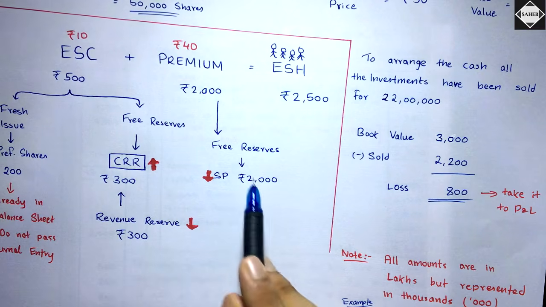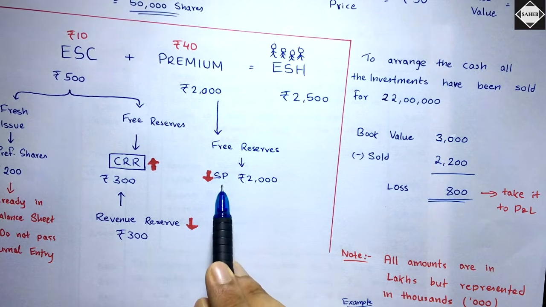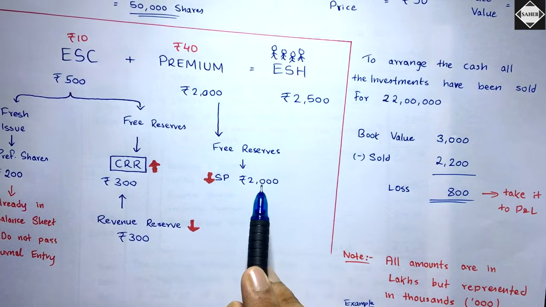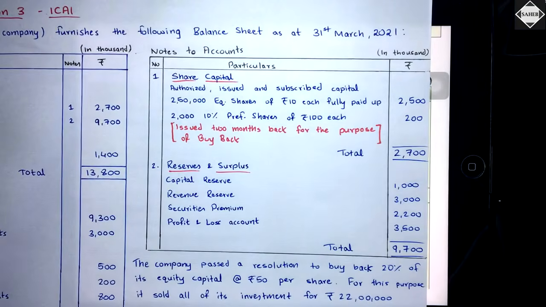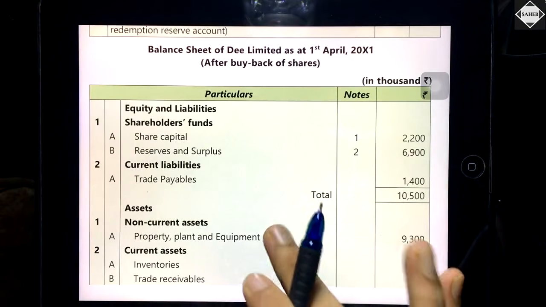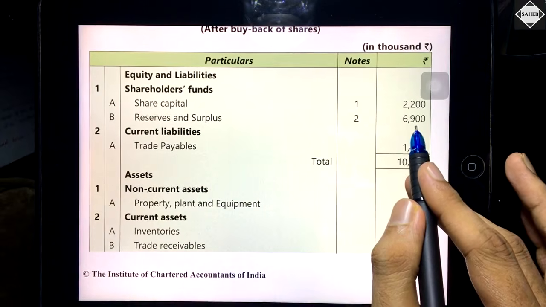And then here we have decreased the securities premium by 20 lakh to write off the premium on buyback. So all these things you have to consider. It's very simple. Revenue reserve has been decreased by 3 lakh. So let's go see here, reserves and surplus. How much? 69 lakh. How?